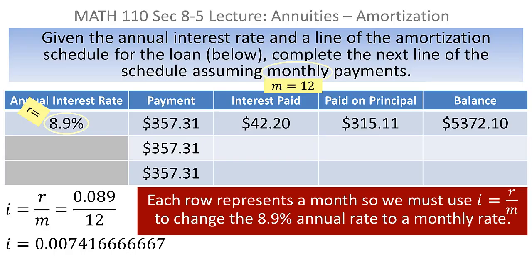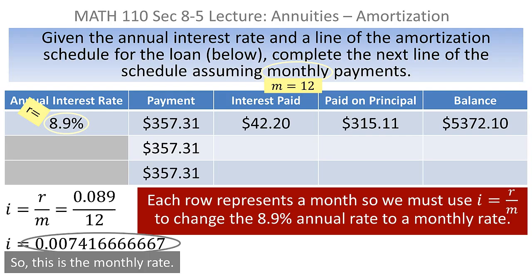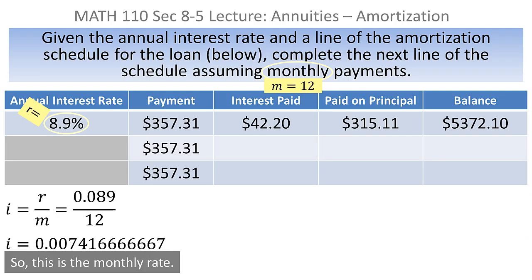Leave that value in your calculator or store it in your memory or write it down with all those decimal places. You don't want to round off your intermediate steps. But in any case, we have our capital I. That's the monthly rate. So now we're ready to move.